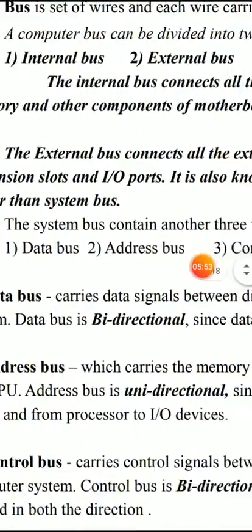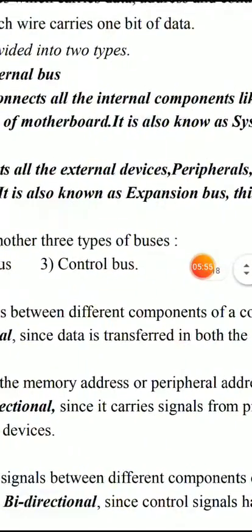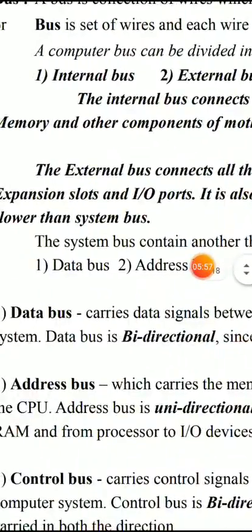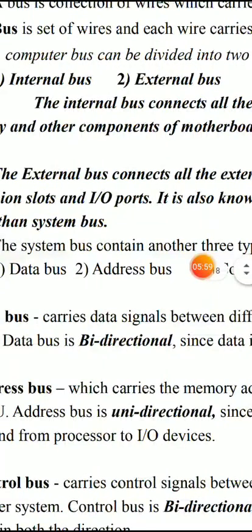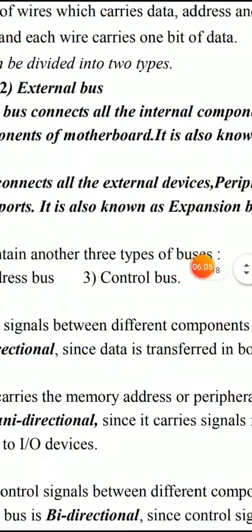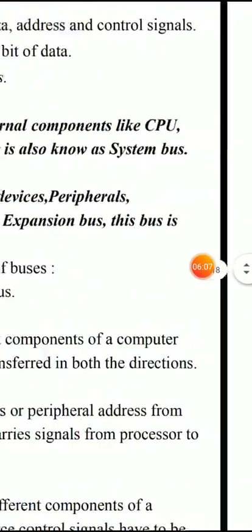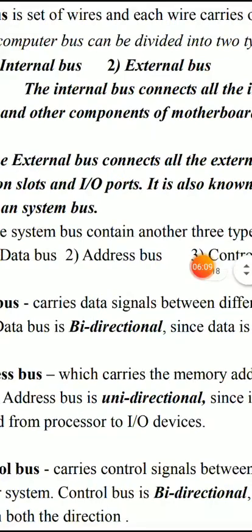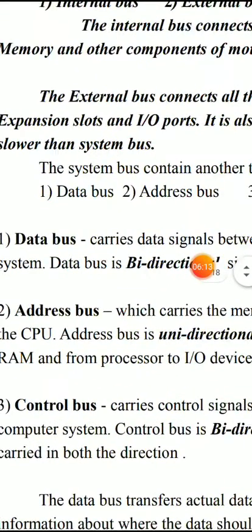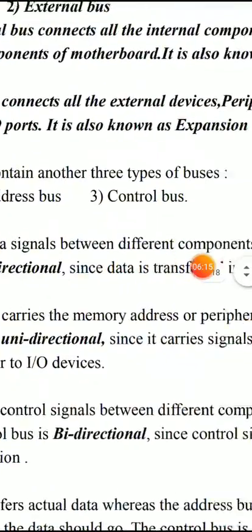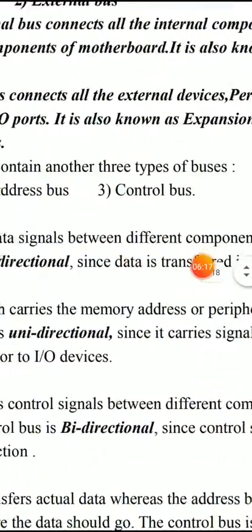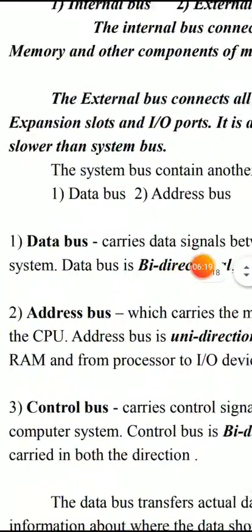The data bus carries data signals between different components of a computer system. The data bus is bidirectional because it has to send and receive data. That's why it is bidirectional, since data is transferred in both directions, meaning it will send the data and it will receive the data. Next is the address bus, which carries the memory address or peripheral address from the CPU.